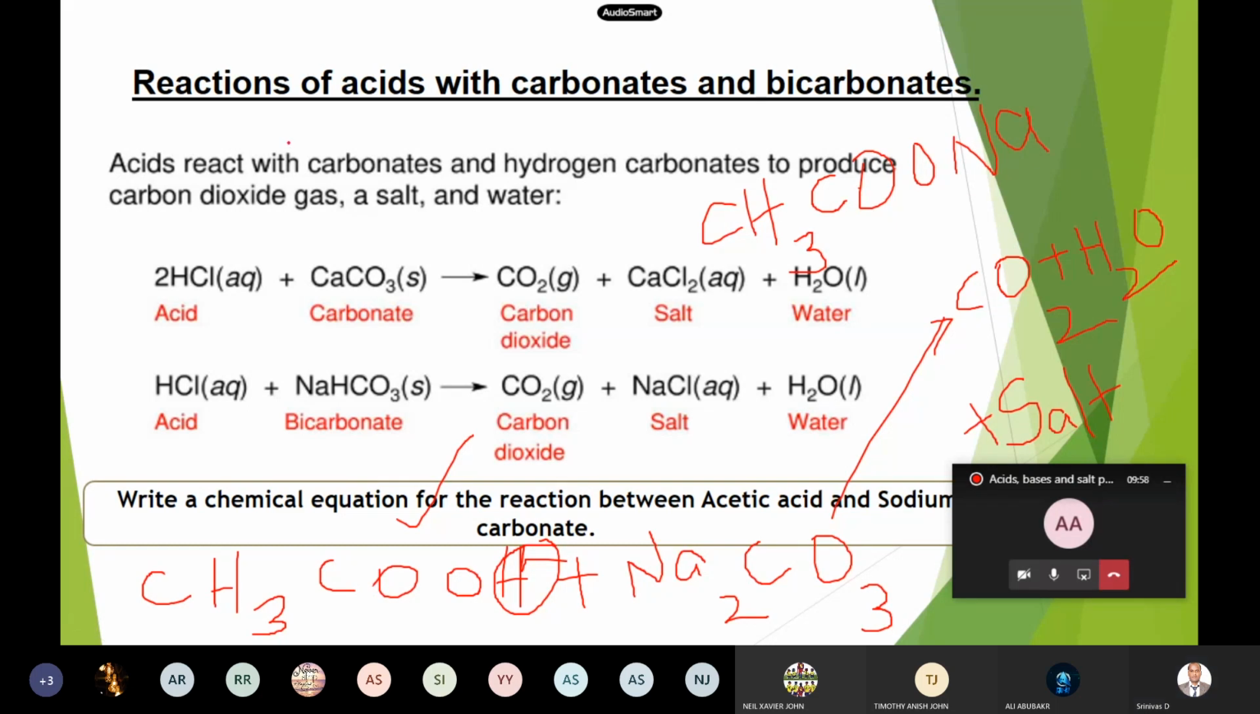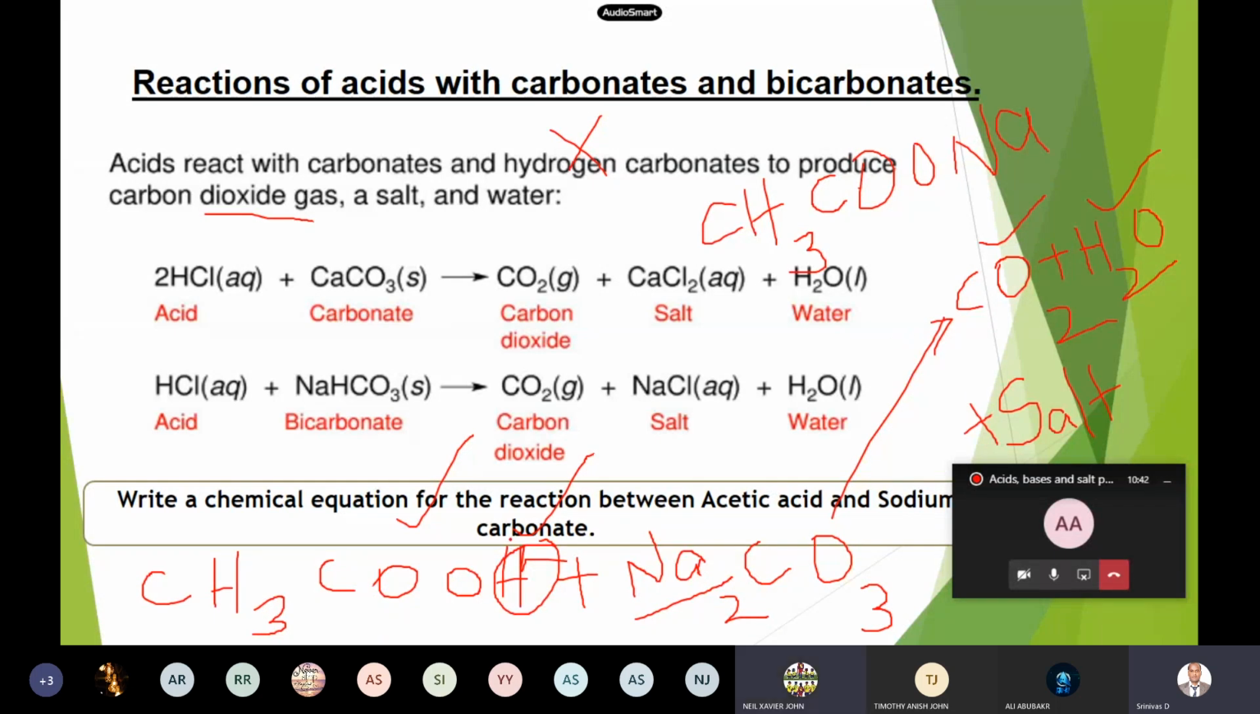See, here you read that acids react with carbonates and hydrogen carbonates. We don't have hydrogen carbonate, we have carbonate here, and this is an acid, to produce carbon dioxide gas, water, and salt. So here the acetate salt is a bit different. I gave you a hint: if it is a sodium or potassium salt, just replace the hydrogen of acetic acid with one of the sodium here. Then you get the answer. The equation is not balanced, you can balance it.